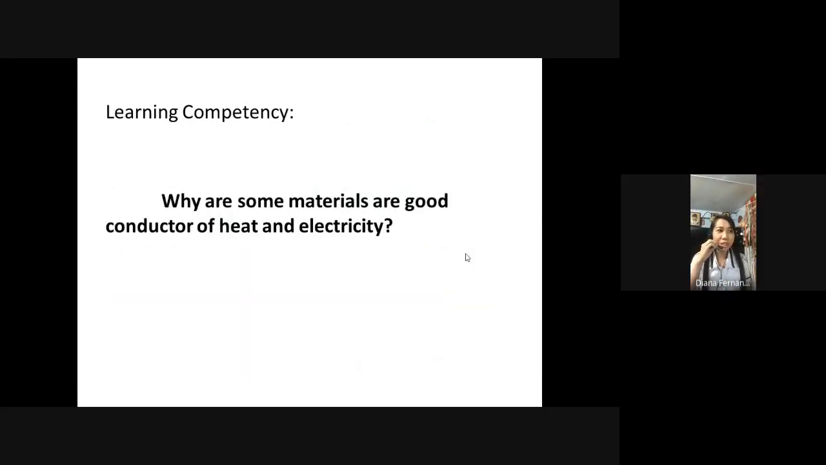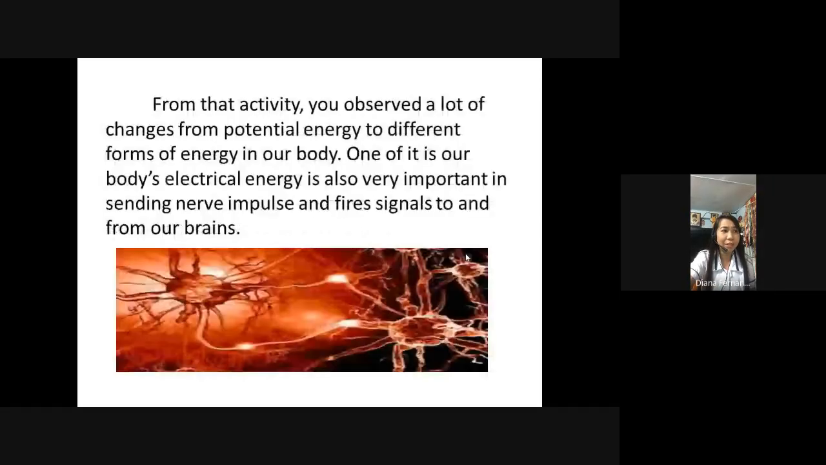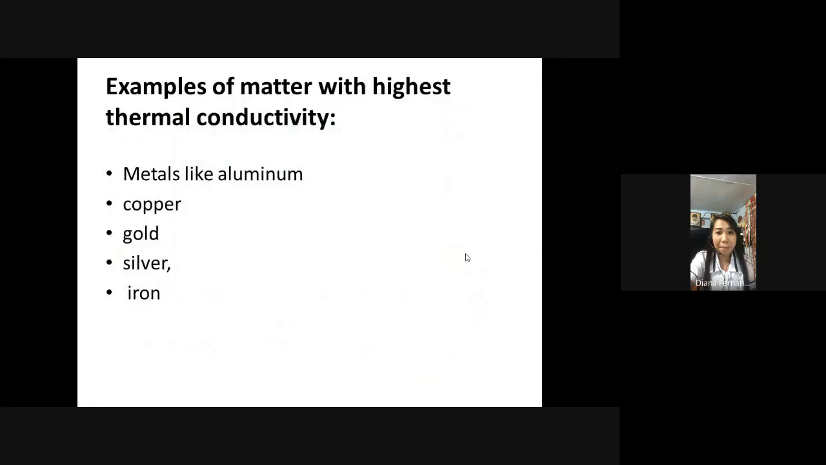So let us answer the learning competency. Why are some materials good conductors of heat and electricity? Bakit kaya may mga materials na madaling daluyan ng init at ng electricity? Ano-ano yung mga materials na yon? So we have metals like aluminum, copper, gold, silver, and iron. So yan ang mga madaling kapitan ng electricity, mga metals.